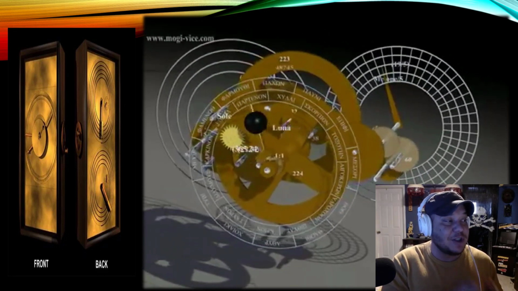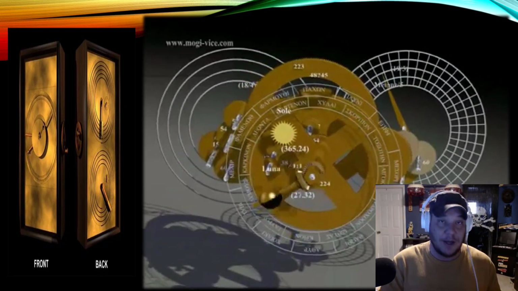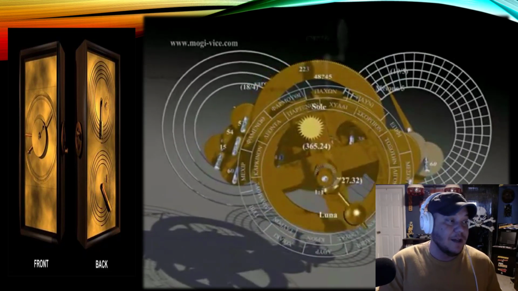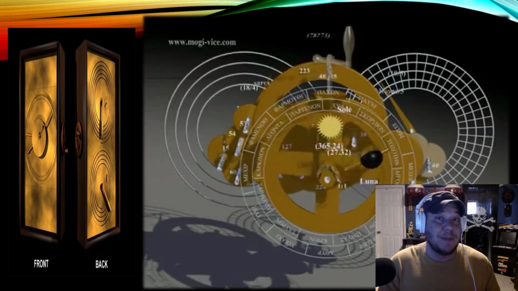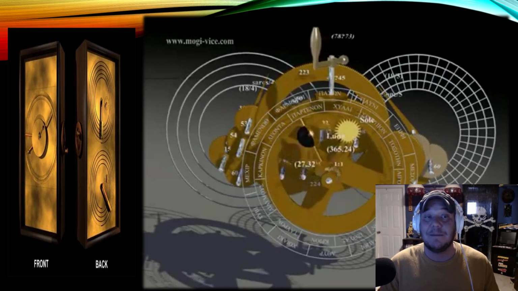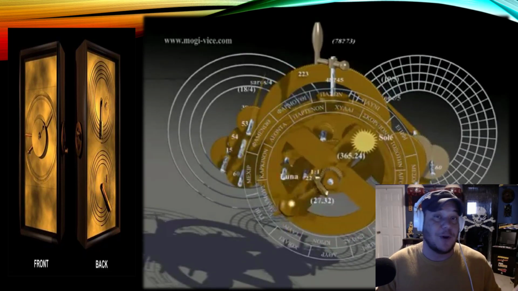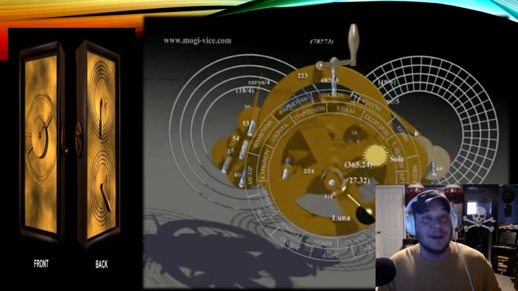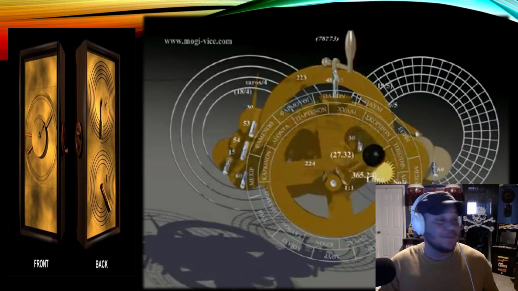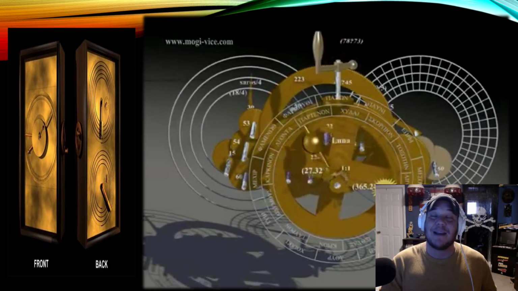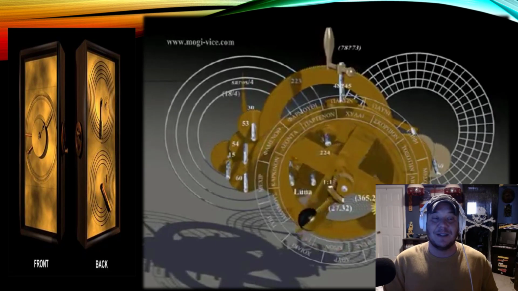This piece of machinery is unheard of in ancient times. So who knows how many pieces we actually lost before that, how many pieces didn't make it. So we know that computers are at least 2,000 plus years old. They could actually go back even further. So this is the Antikythera Mechanism. I strongly suggest you check it out.